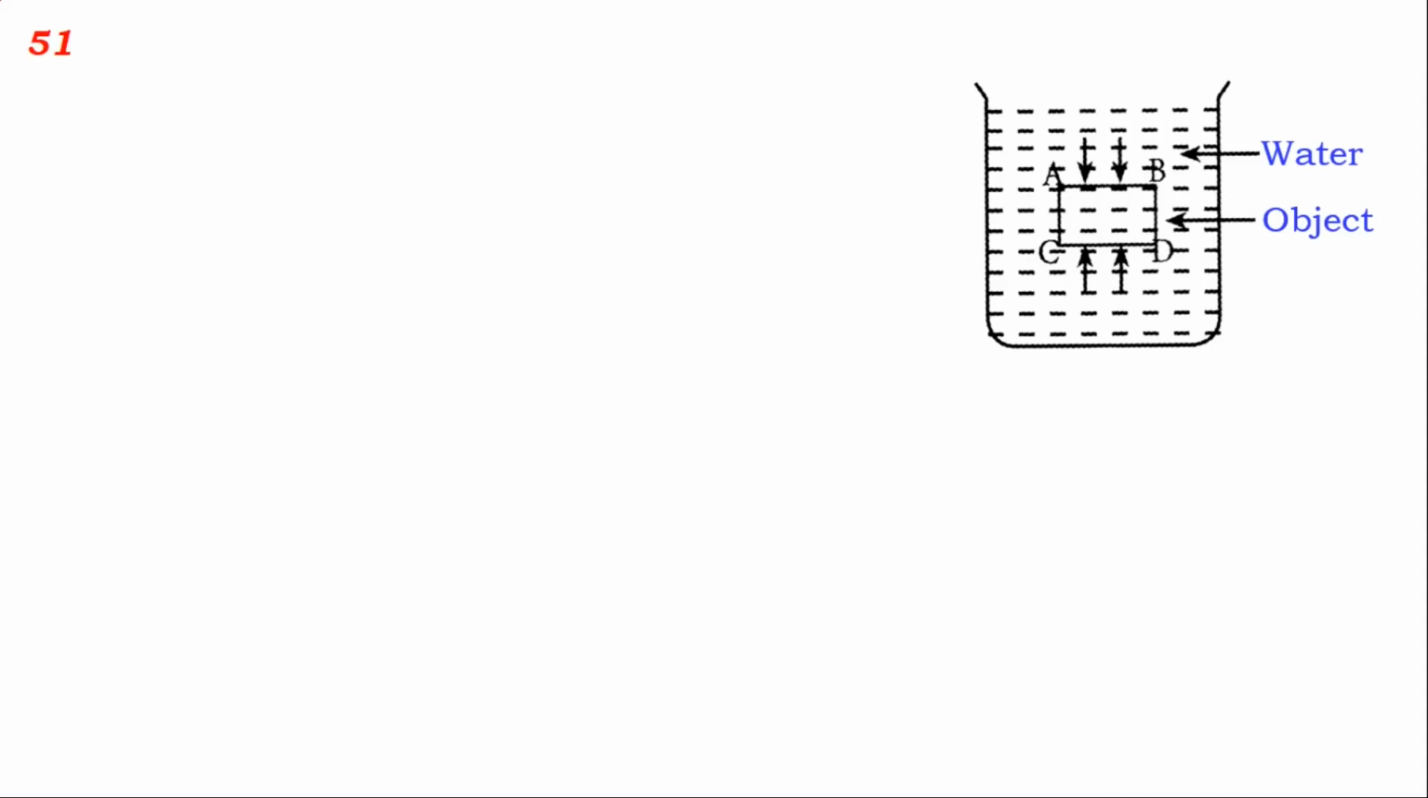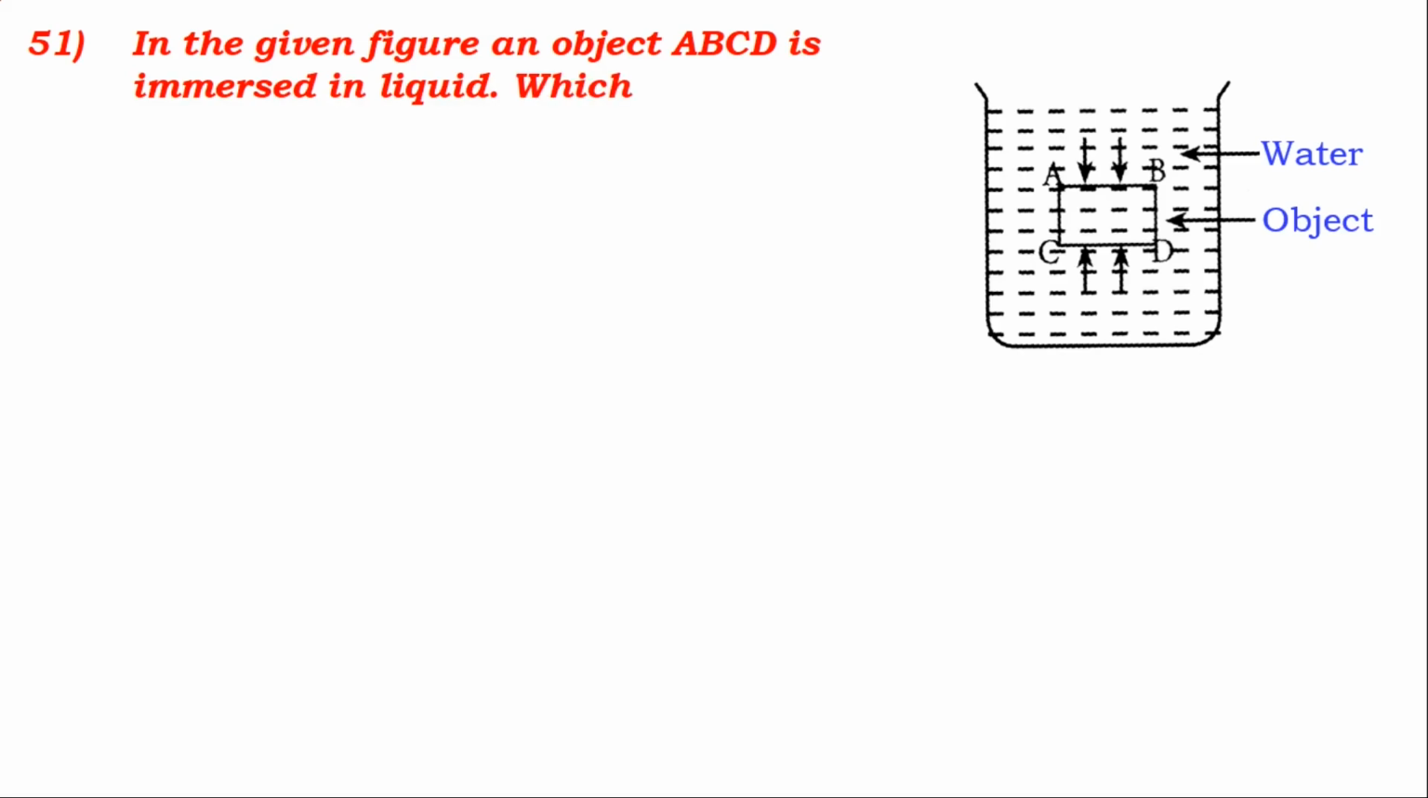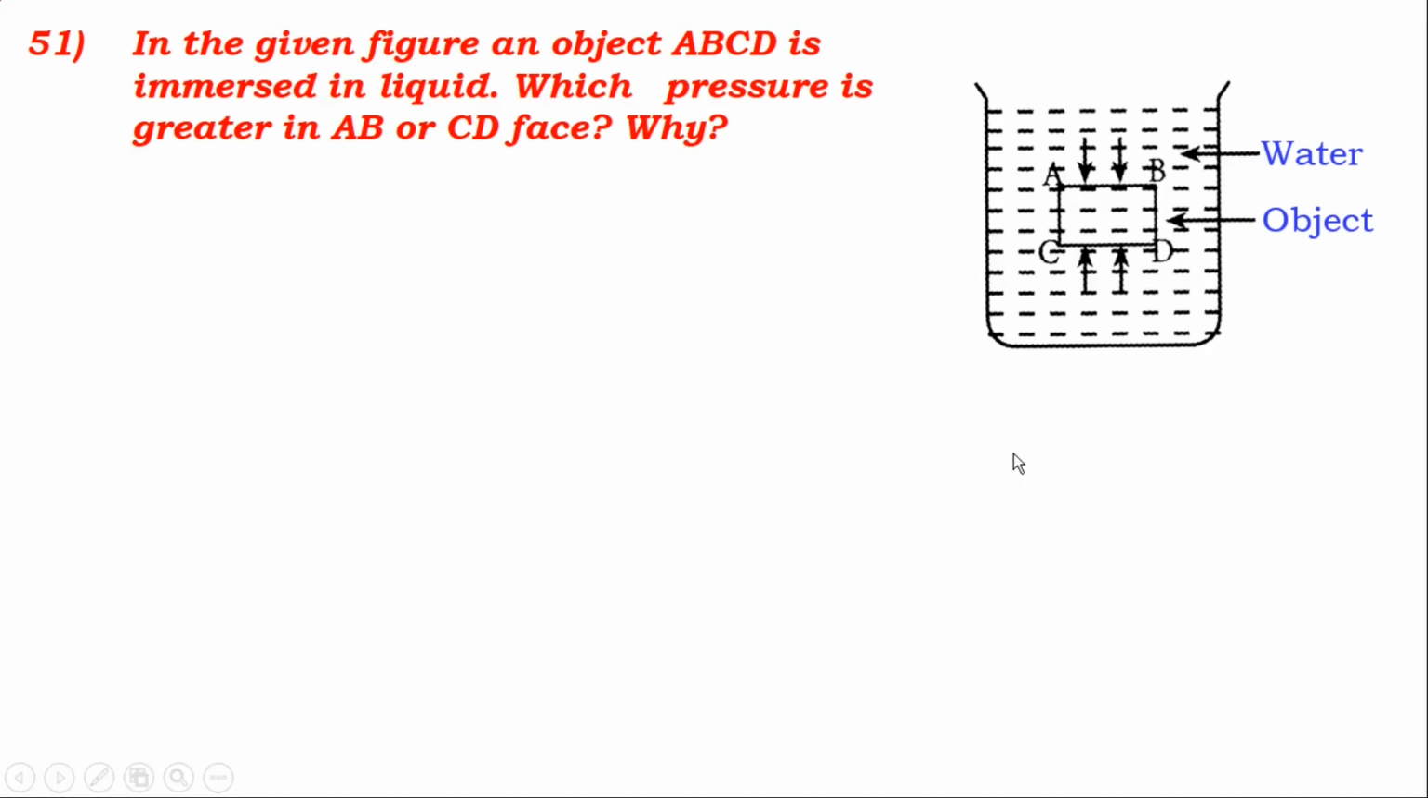This question is related with diagram. In the given figure, an object ABCD is immersed in liquid. Which pressure is greater in AB or CD phase? Why? Look at this. ABCD is an object and it is immersed into the liquid, and in which phase, whether in AB or in CD, the pressure is high.